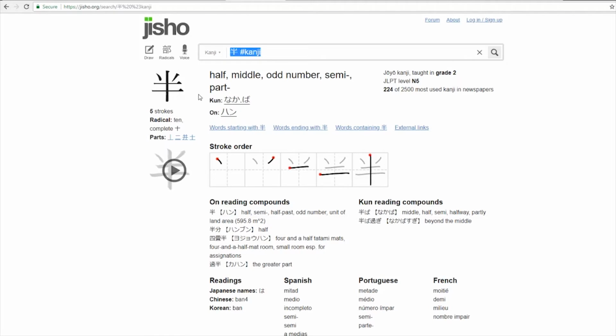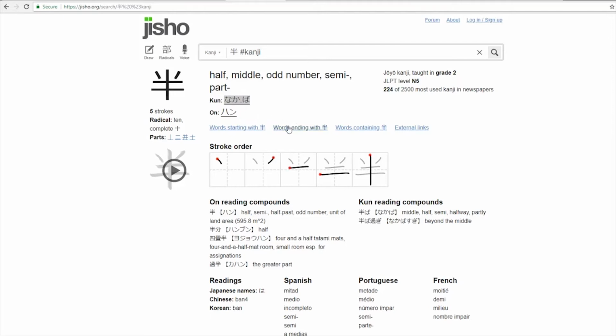The kunyomi is going to be nakabu. Let's verify that. Sorry, guys. Nakaba. My bad. Nakaba and han. Han means half. Nakaba means middle.